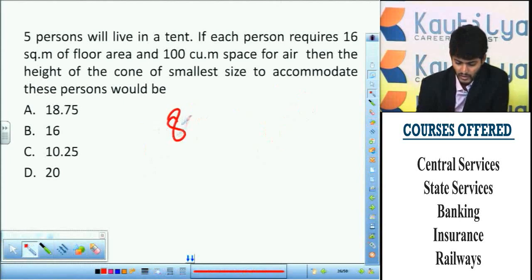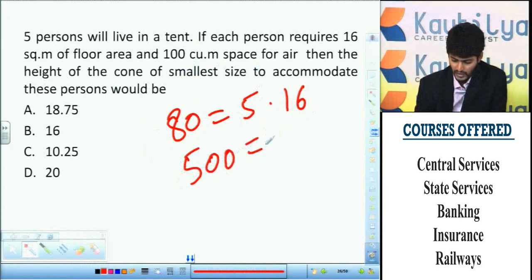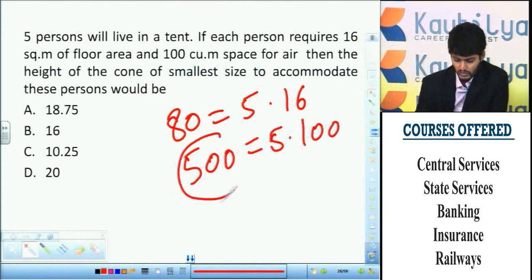So surface area would be 5 into 16, which would be your 80, right, surface area. And each person requires 100 cubic meter space. So 5 persons are there, so you would require 500, 5 into your 100. So this is the total volume that is required. This is the surface area that is required.